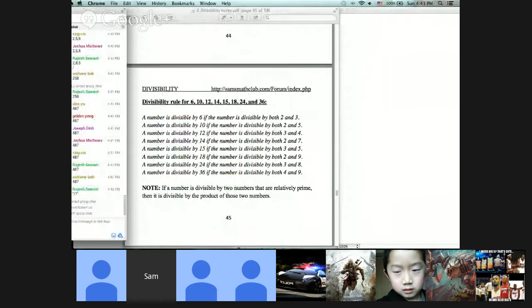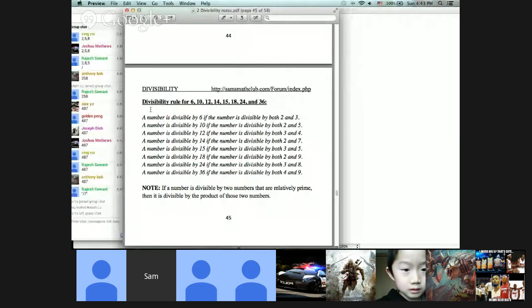So this is one of the more important concepts. Divisibility rules for 6, 10, 12, 14, 15, etc. So first off, a number is divisible by 6 if the number is divisible by both 2 and 3. What is important about this is if you multiply 2 and 3, they equal 6. If you multiply 2 and 5, they equal 10.